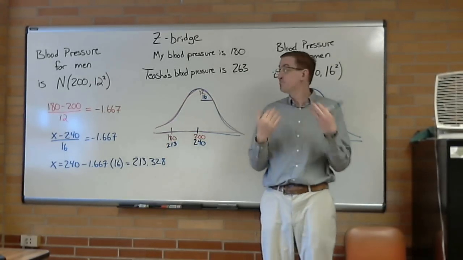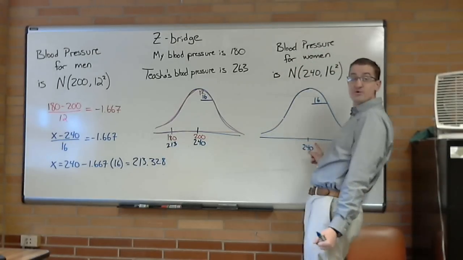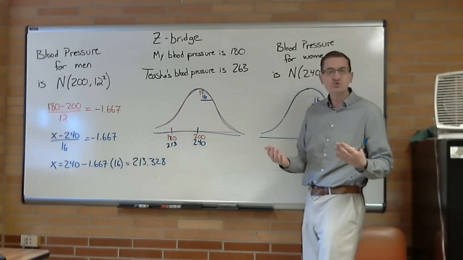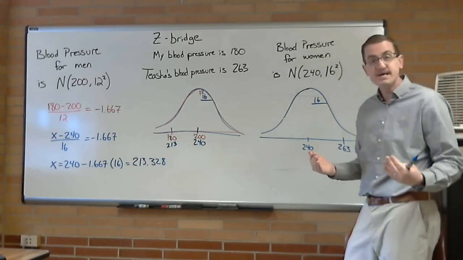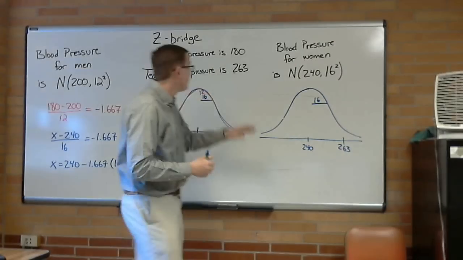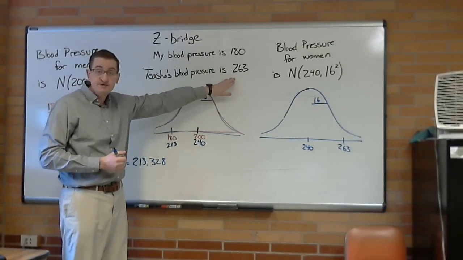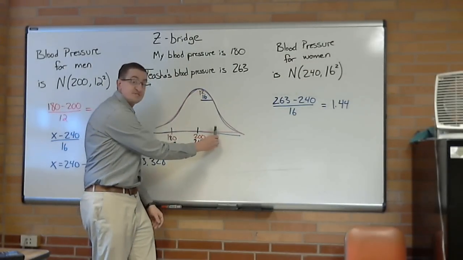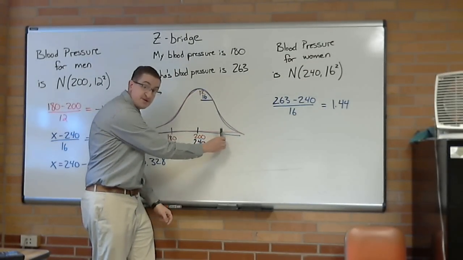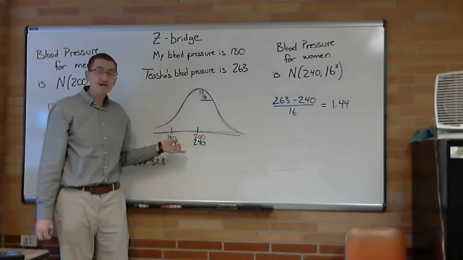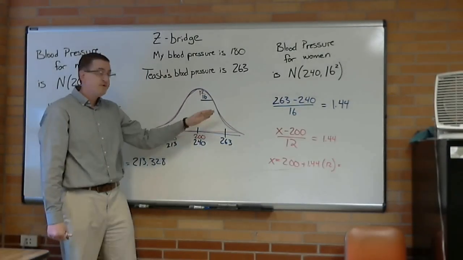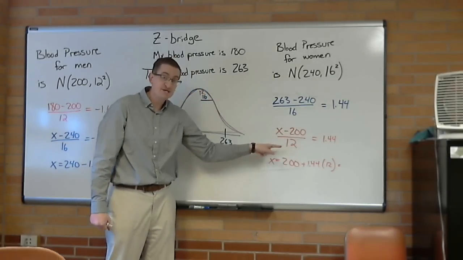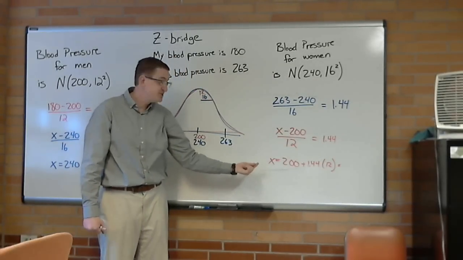So I tell my wife, my blood pressure is 180. She says, wow, that is super low. No. For you, that would be like a blood pressure of 213. Oh, I understand that better. We can do the same thing with my wife's blood pressure of 263, which has a z-score of 1.44. So she is a full standard deviation and almost half a standard deviation more. I can put that into the red distribution for men by using the same z-score with the men's mean and standard deviation. When I solve that equation, it makes sense.